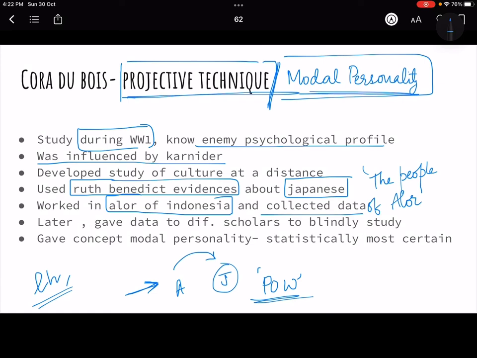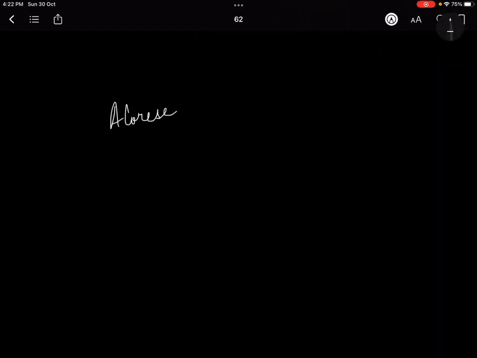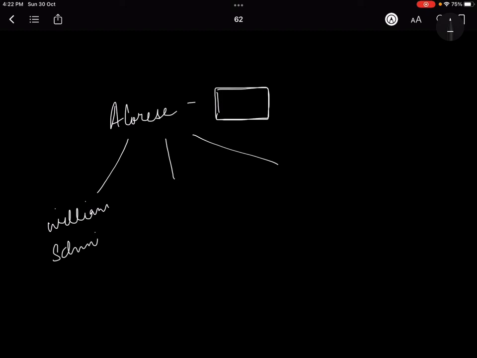She took Ruth Benedict's material, and she did the study of the national character of the Japanese as well as the people of Alor. She had worked there, she had collected the data, and what she did after that was, when she took the Alori culture data, she created a basic type of personality in her own way, and then she gave this data to three different scholars. One was William Schmidt, then there was Abraham Kardiner, and one I don't remember, guys, I'm so sorry.